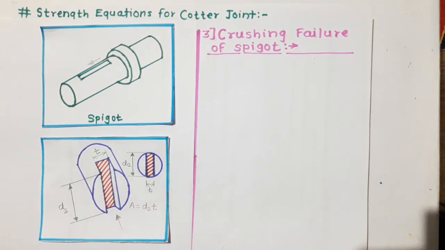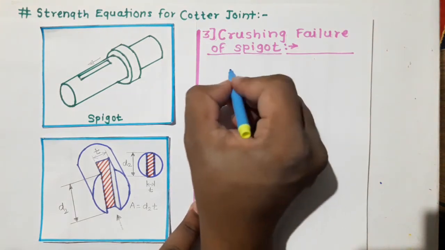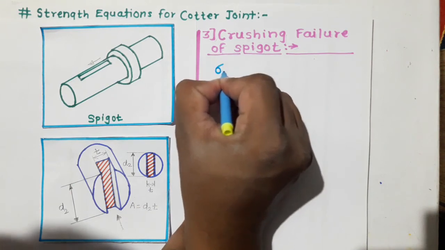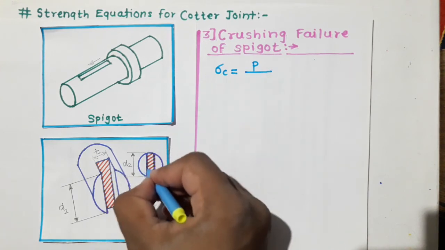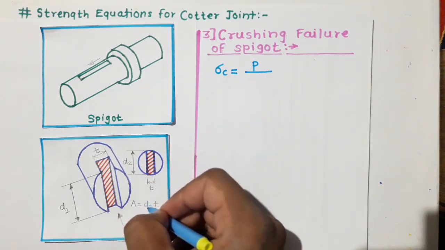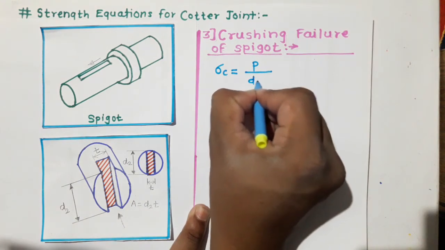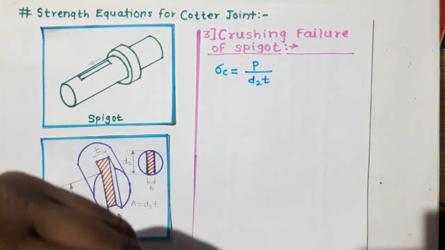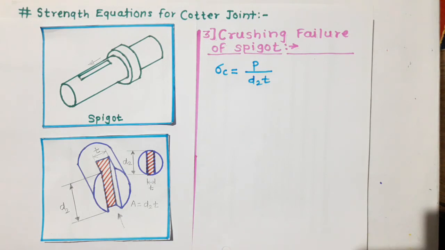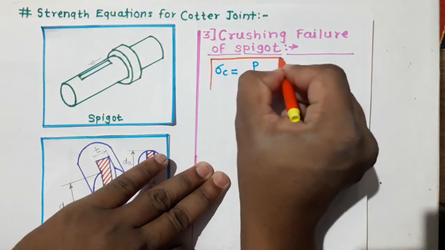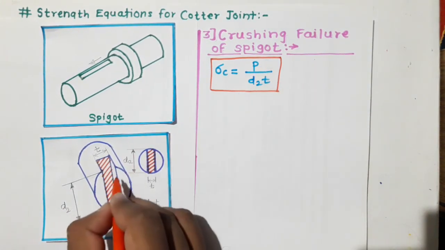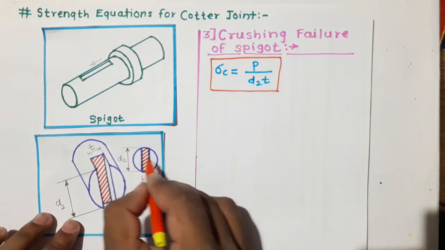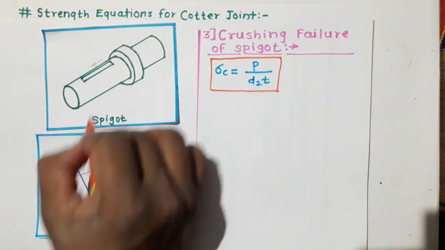Okay, so with this equation we can write the equation of crushing stress for this spigot. So crushing stress is denoted by sigma C, which is given by force upon area. Force is P and area is this rectangular area, whose equation is D2 into T. So this is the equation of crushing stress, where sigma C is crushing stress induced in the spigot, P is nothing but the external applied force, D2 is the diameter of this spigot, and T is the thickness of this slot, which is shown here.